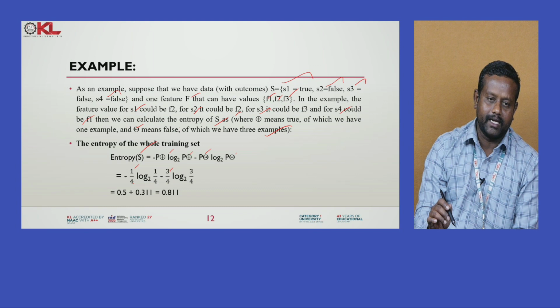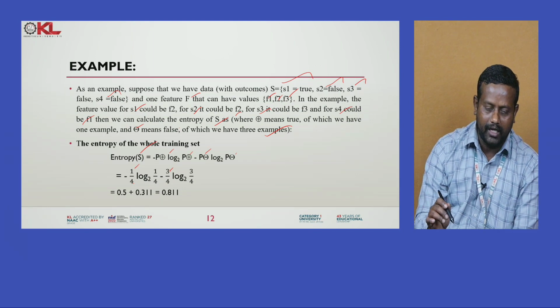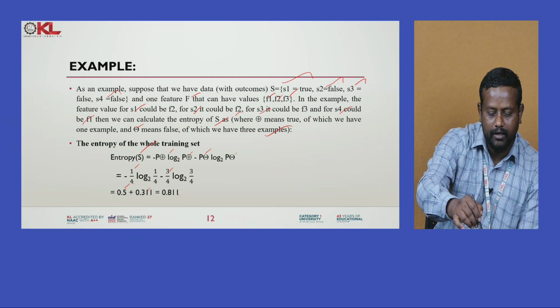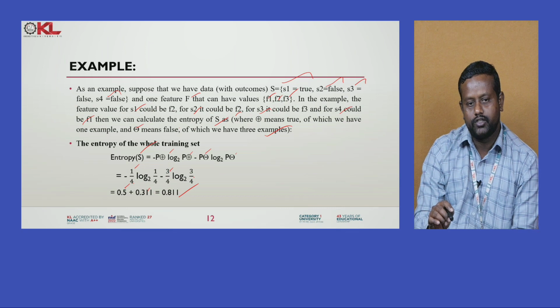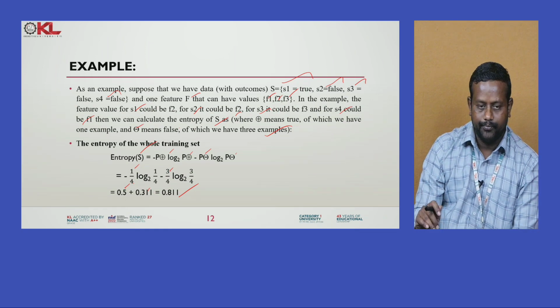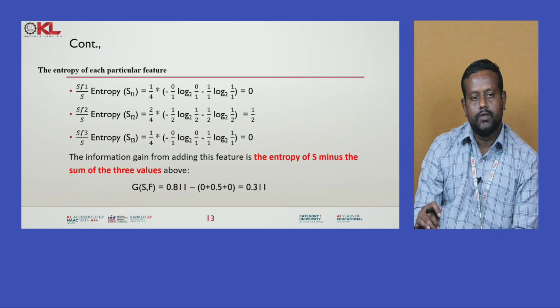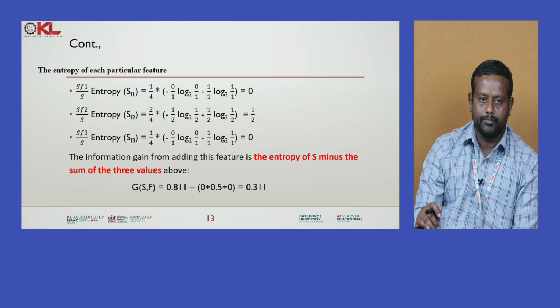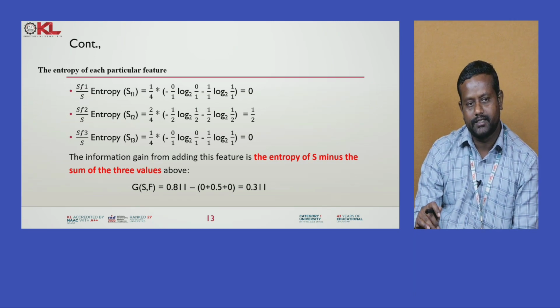Based on these calculations, we find the first value is 0.5, the second value is 0.311. So by adding we get 0.811. This is the way we have to find the entropy for each and every feature separately, that is the F1 feature, F2 feature and F3 feature.